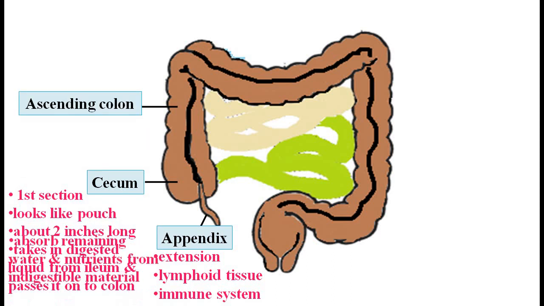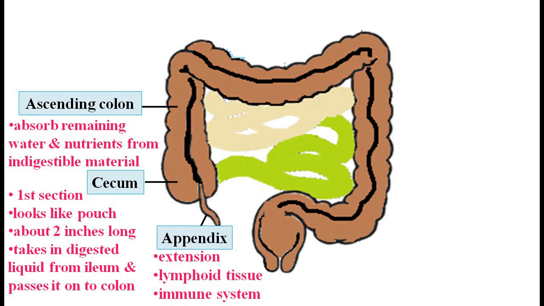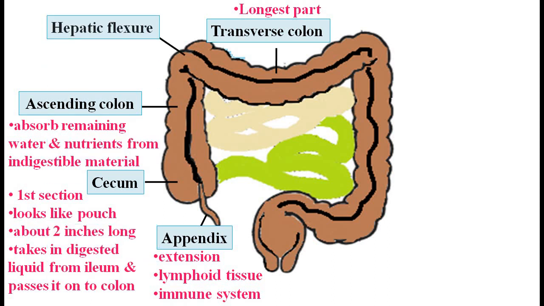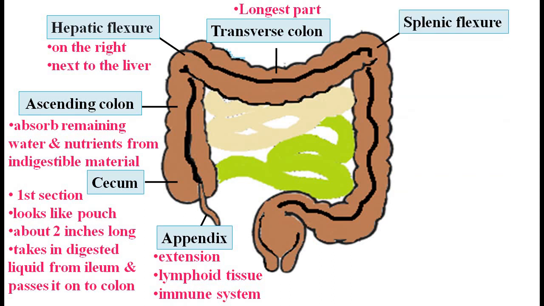Ascending colon. Ascending colon absorbs remaining water and other nutrients from indigestible material. Transverse colon. It is the longest part of large intestine, having 2 curvatures. The curvature on the right is called the hepatic flexure because it is next to the liver. The curvature on the left is called the splenic flexure because it is close to the spleen.